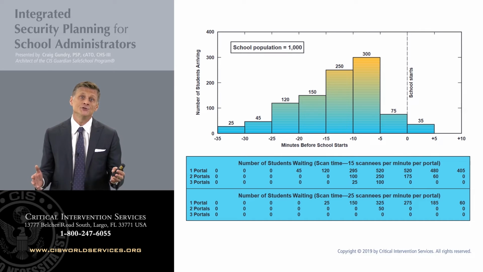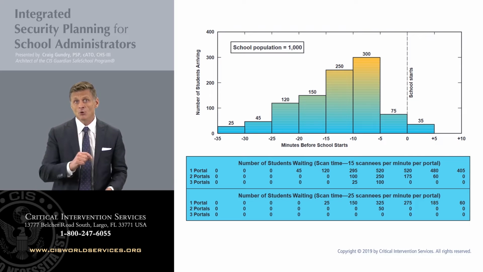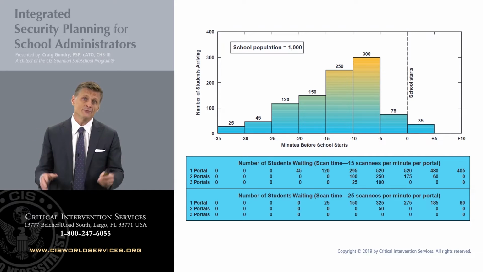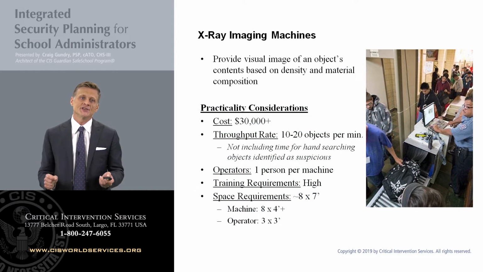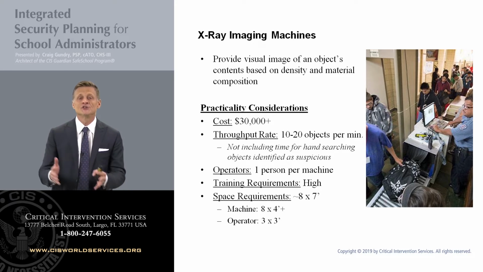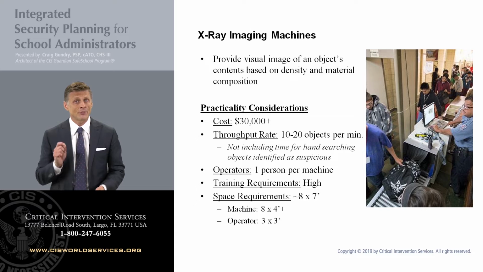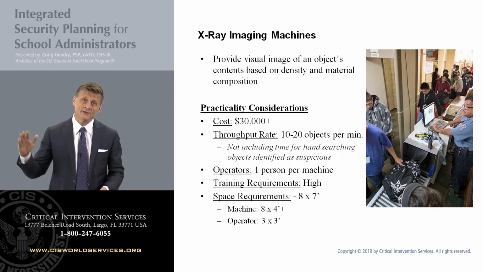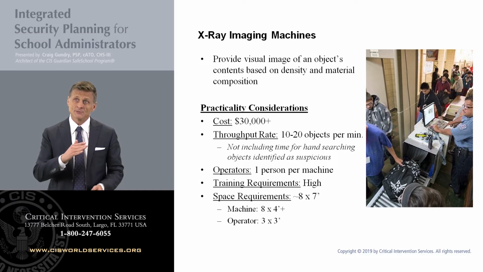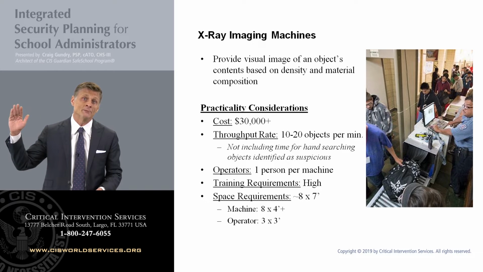The amount of time required to do so is typically somewhere on the order of around 15 to around 30 seconds per student entering the school. A more efficient approach, or more effective for the purposes of detail, would be the use of an X-ray imaging system. X-ray imaging systems provide a visual image of an object's contents based on density, and also, with some technologies, material composition. You can expect to spend around $30,000 plus, and depending upon the features of that system and some of the integrated technologies like Z-scan technology, that cost can accelerate quite a bit.